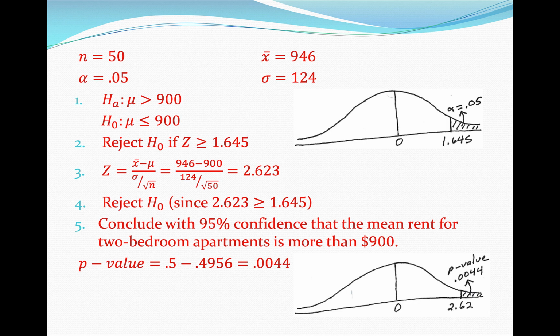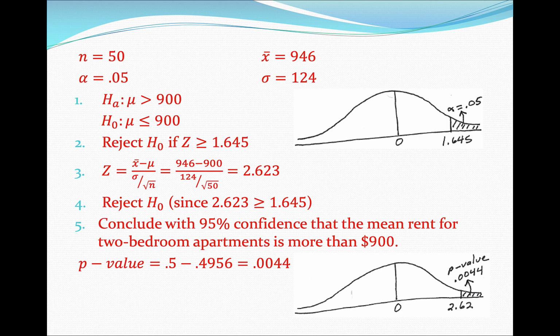So in order to calculate that, if I look up 2.62 in the standard normal table, it's going to give me 0.4956. So the area between 0 and 2.62 is 0.4956. To get the area that I want, the area in the tail, I just take 0.5 minus that. We did this before. That'll give us the p-value of 0.0044. So the p-value here is 0.0044.